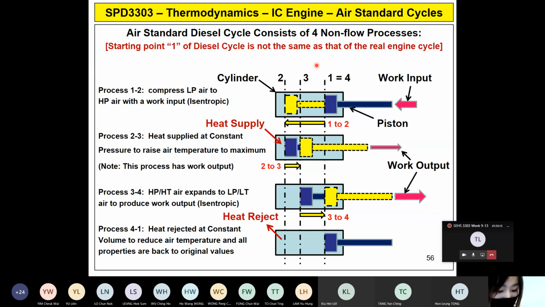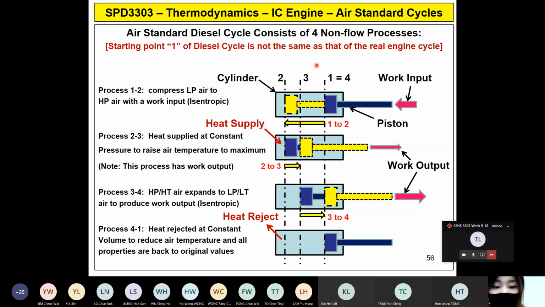Also, we assume air is the working fluid. The working fluid is always air inside our cylinder. It remains unchanged during the whole process so that we can ignore the intake stroke and the exhaust stroke, because we always have the same amount of air inside our cylinder. That's the first and the second assumption.